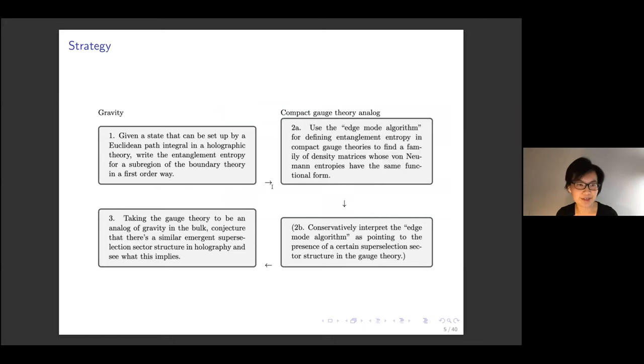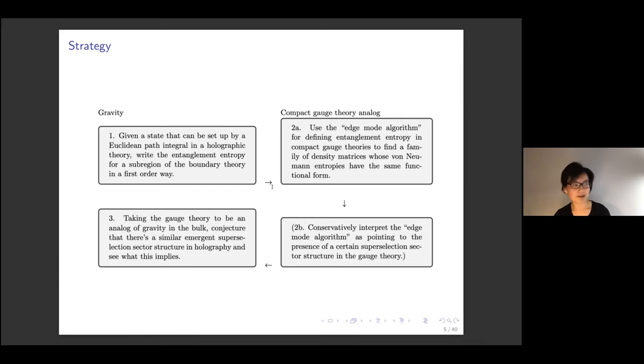Okay, so this slide is a first look at the strategy in a wordy diagram that I took from one of my July papers. The idea is that we will proceed in three steps. First, given a state in a holographic theory that we can set up with a Euclidean path integral, we will rewrite the gravitational entropy formula that computes the entanglement entropy for some subregion of the boundary theory in an unusual first order way. In particular, I'll replace the area term with a group theoretic measure for a non-compact group that I'll define more precisely as we go along.